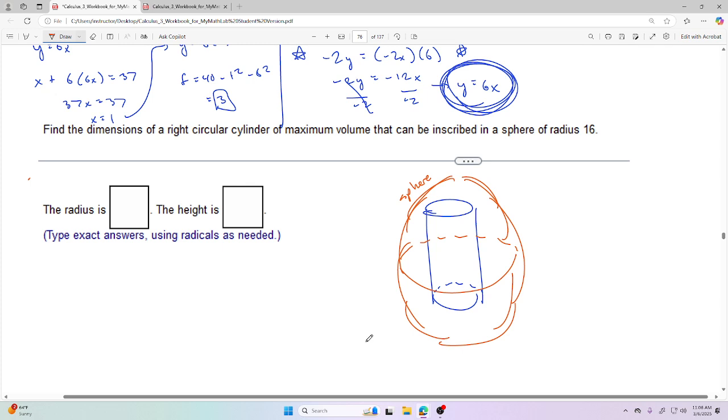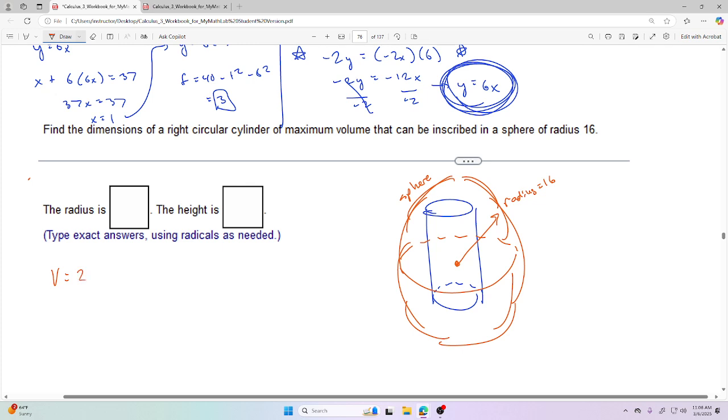So from the very center, my radius is equal to 16. And I need to find the maximum volume of this thing. Okay, and then once I do that, how big would it be? So I think what we need is some formulas, right? First off, we need a volume formula for the cylinder. What would that be?